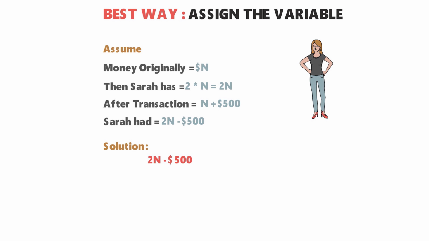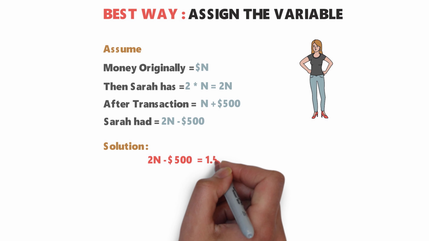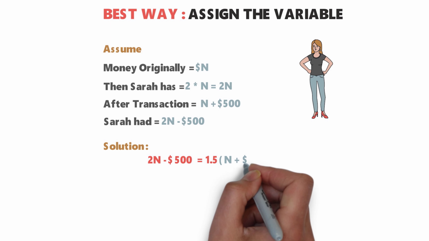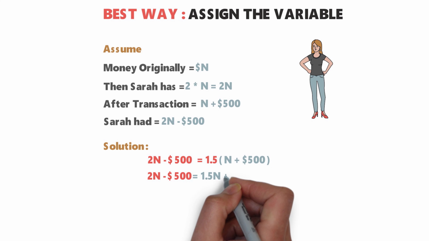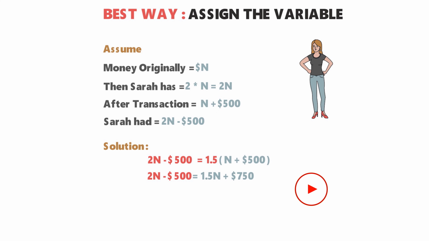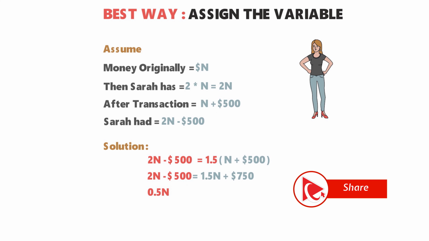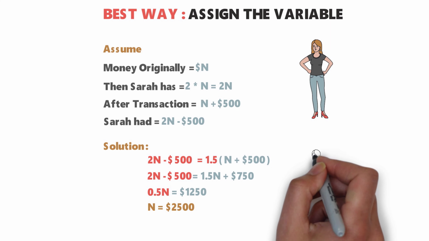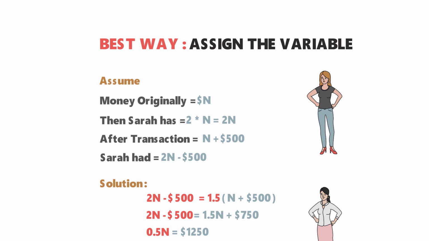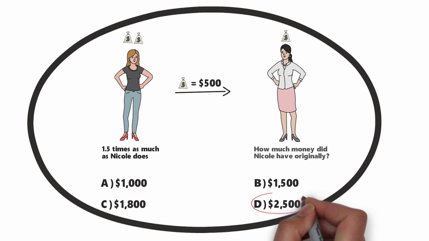2N minus $500 equals 1.5 multiplied in parentheses N plus $500. Let's go ahead and simplify this expression. We will get to the result of 2N minus $500 equals 1.5N plus $750, which means that 0.5N equals $1,250. After the calculation, we can see that N equals $2,500, which means Nicole originally had $2,500. So the correct choice here is choice D.